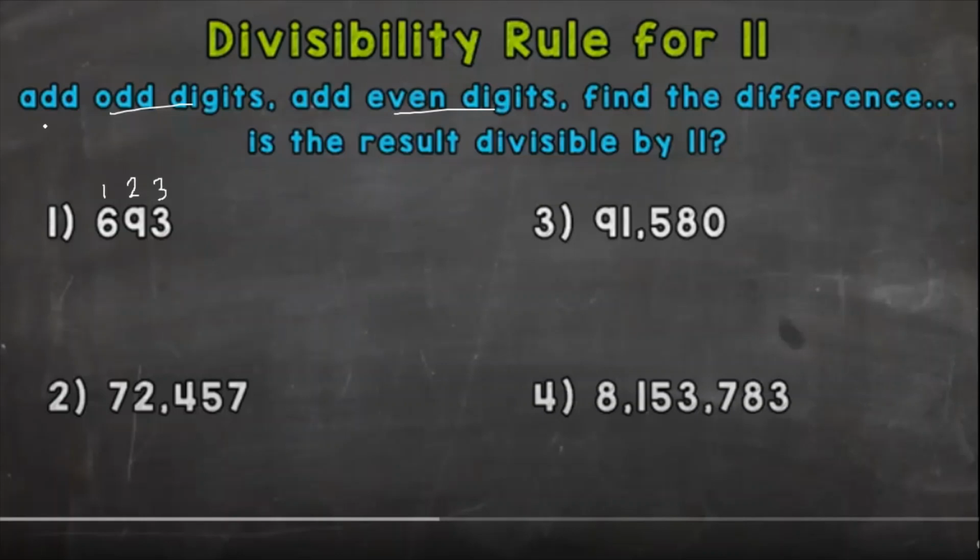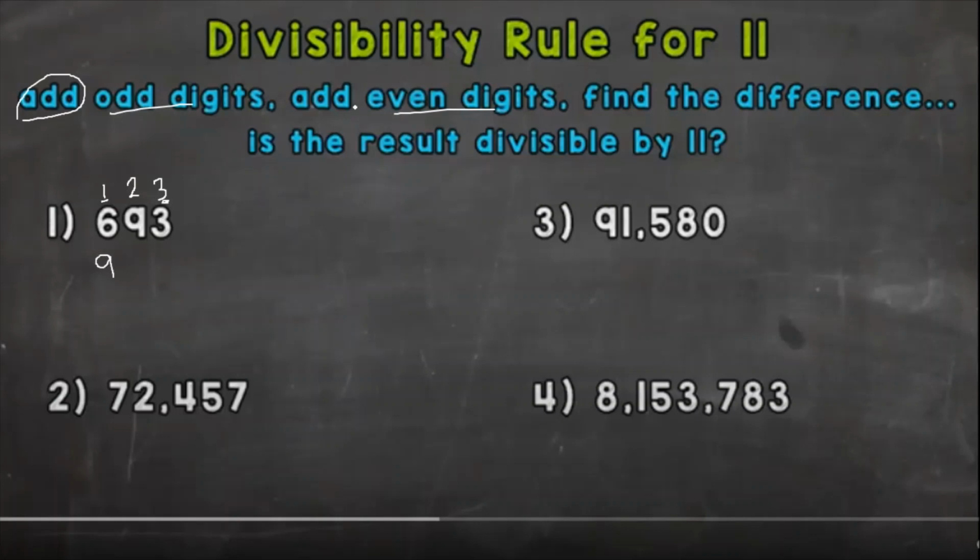So this means we're going to add the digits in the odd positions. We have here the 1st and the 3rd, the 6 and the 3, and the 9 here is the even digit. So we're going to add, and subtract, and find their difference. We're going to add 6 plus 3. We have here 9.